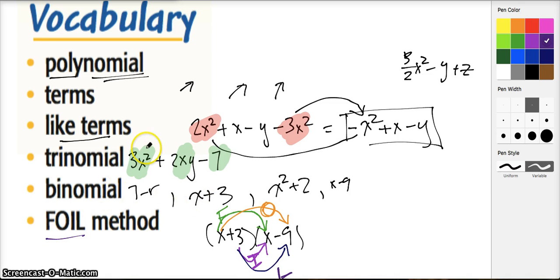I actually, for years, taught the FOIL method. I kind of like the idea of thinking about this as simply the extended distributive property, because to me it makes more sense. And I just like to tell students, hey, take the first term and multiply it with each of the terms in the other binomial, and then take the second term and multiply it with each of the two terms, instead of remembering F-O-I-L.